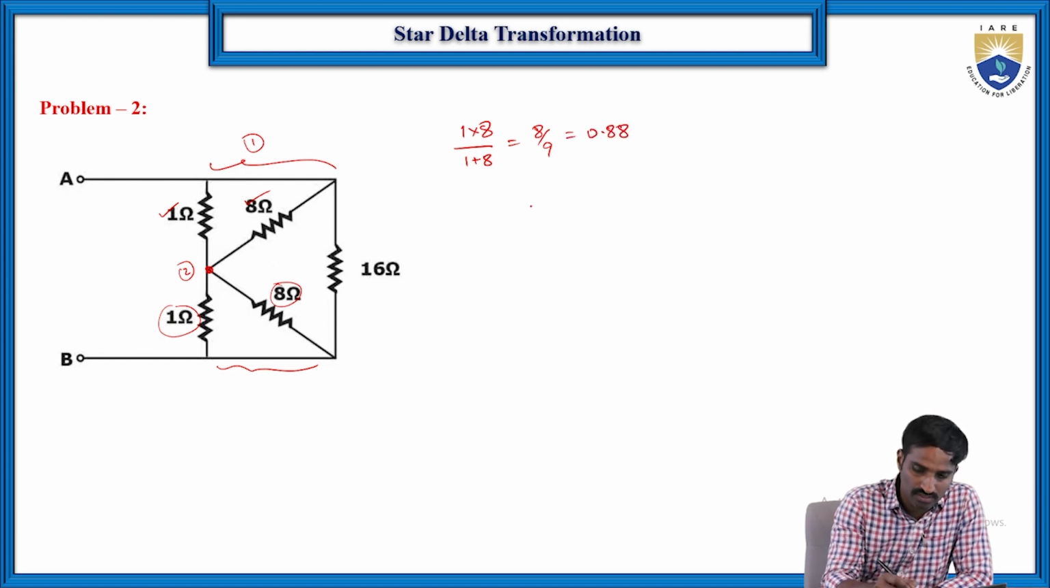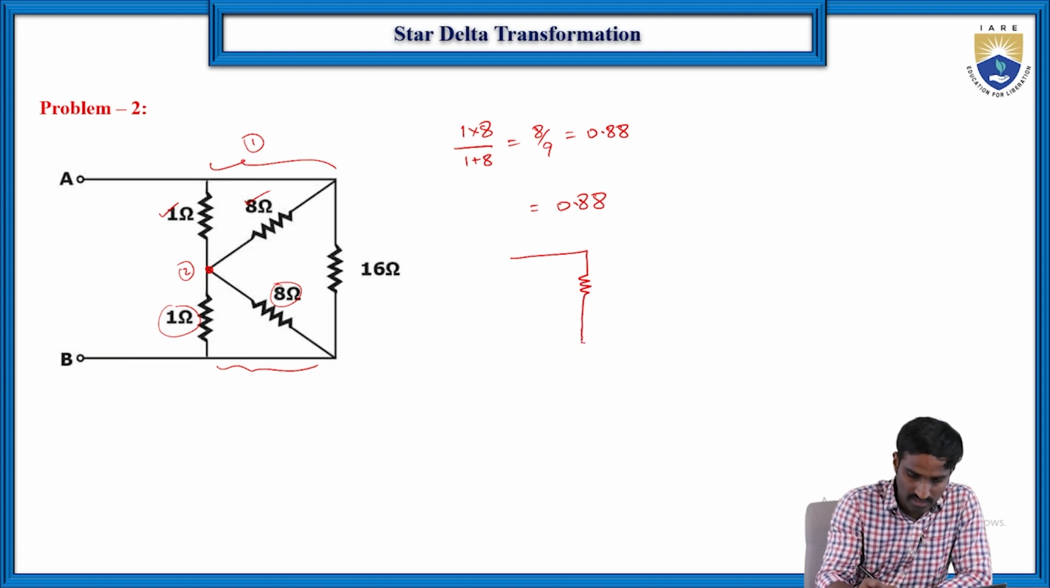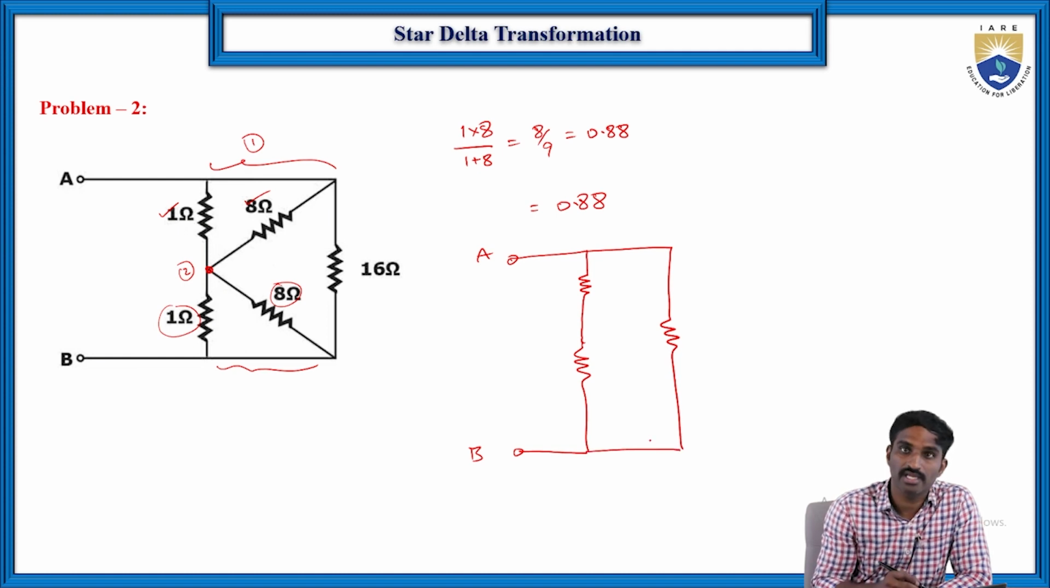Then this is also 0.88. Then this network will become 1, and here again one more resistor. This is A, and this is B, and here this is one more resistor, right? So here it is 0.88, and here it is 0.88, and here it is 16 ohms.